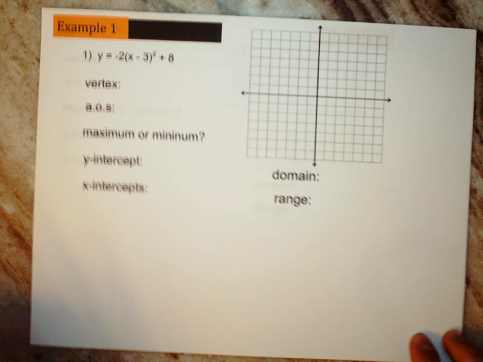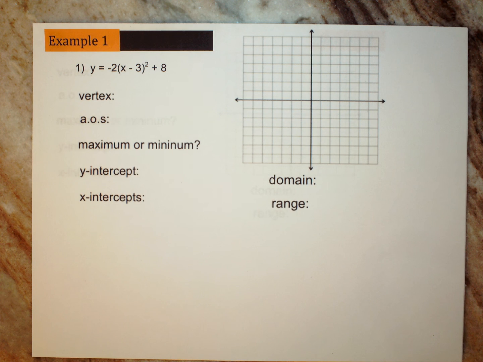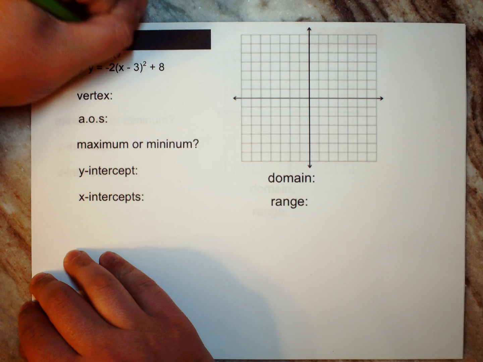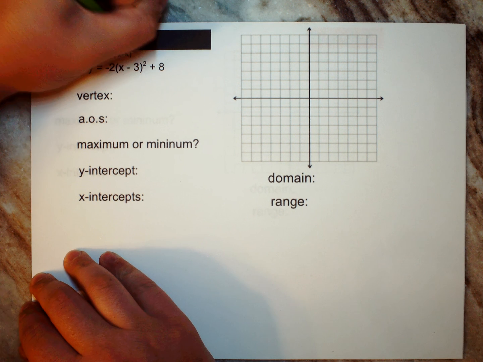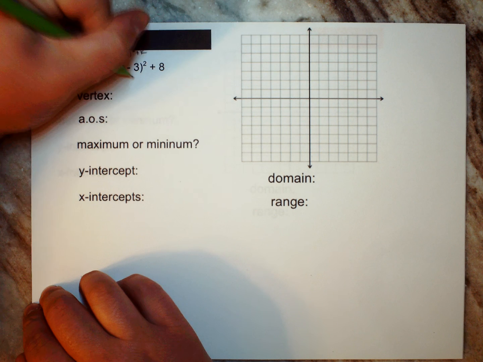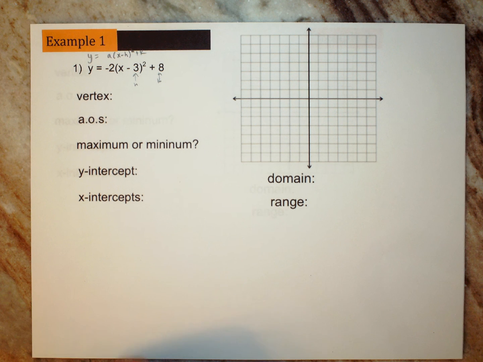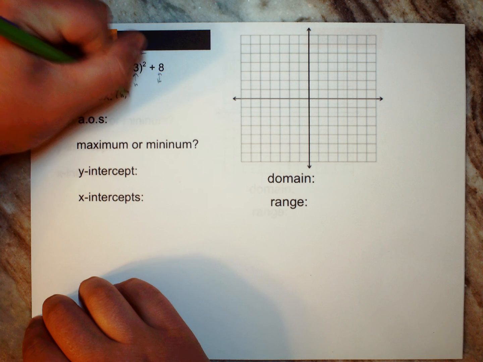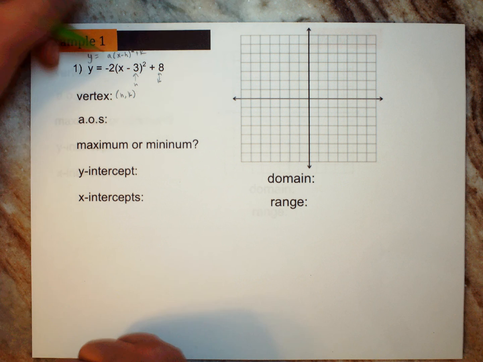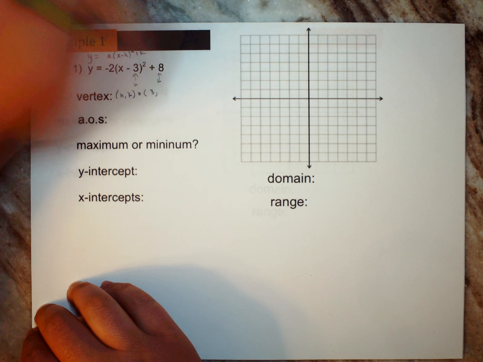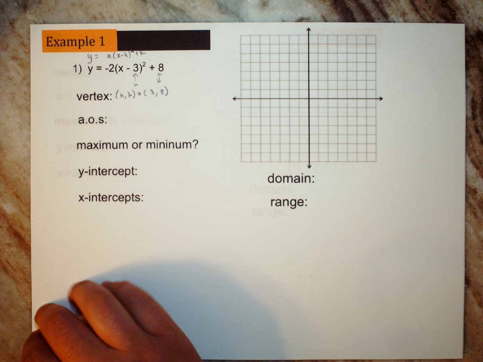So the first one we have here is y equals -2 times x minus 3 squared plus 8. So when we look at something, this is going to be in vertex form. So y equals a times x minus h squared plus k. This right here is our h, and this is our k. Together, they make the vertex. So the vertex is h comma k. Since it is in the form x minus h, the h is 3, and the k is 8. So 3, 8.